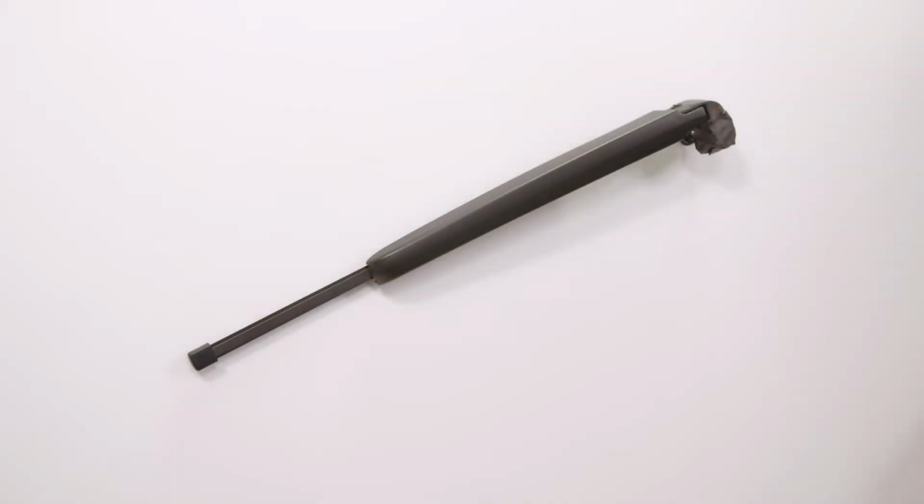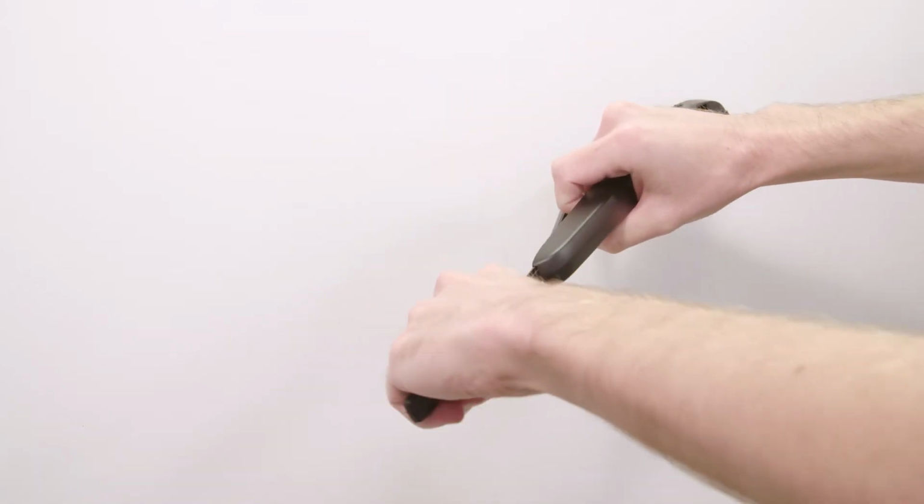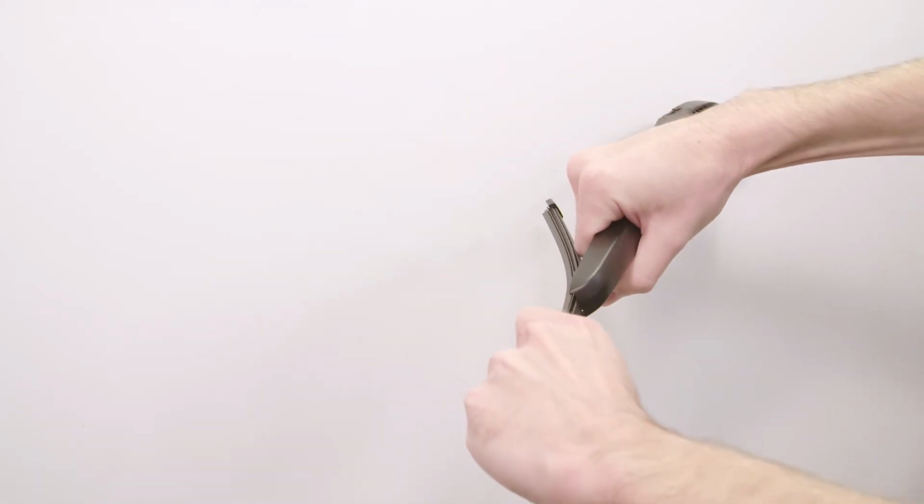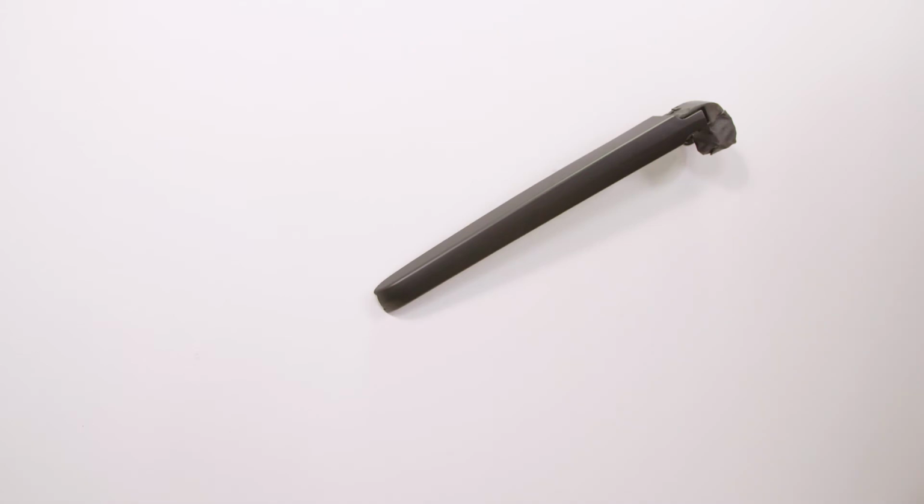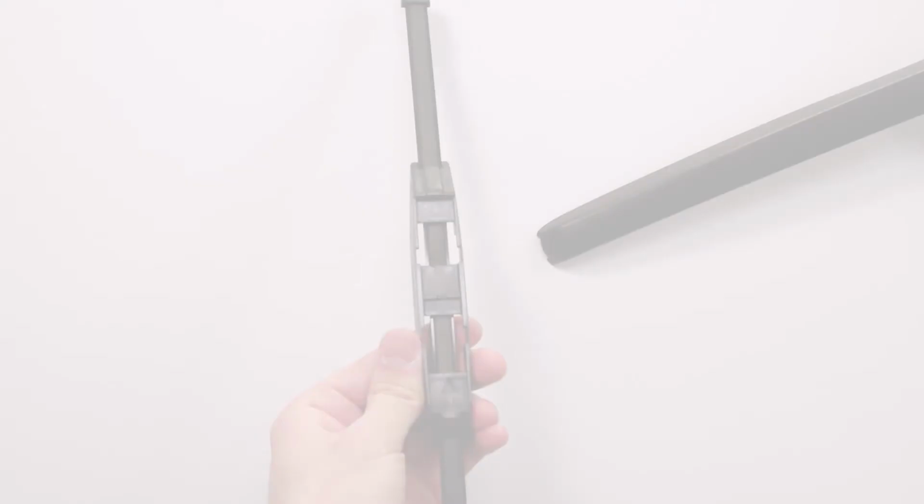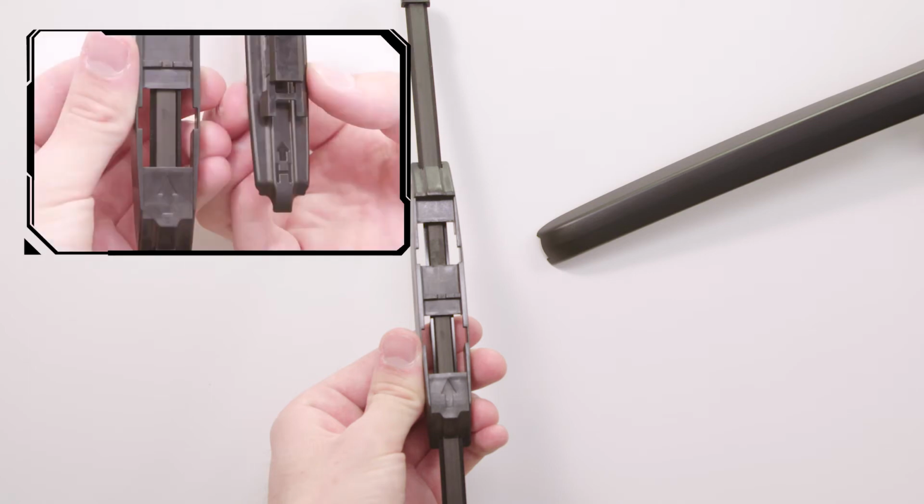Lift the wiper arm up as far as it will go and place your fingers between the underside of the arm and the center of the blade. Grab the top of the blade with your other hand and push the blade down until it disengages from the arm. Before installation, remove the plastic protector from the blade rubber.